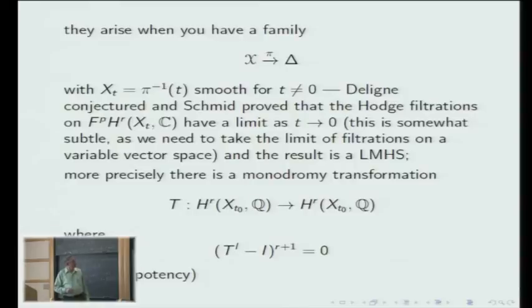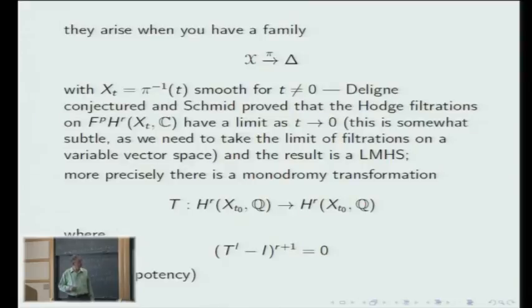You want to know what happens to the Hodge theory as you go into the origin. This is subtle because what you're looking at is the Hodge filtration on the cohomology of the fiber over t, but that is not a constant vector space. So what do you even mean by analyzing the Hodge structure as you go into the singular fiber?